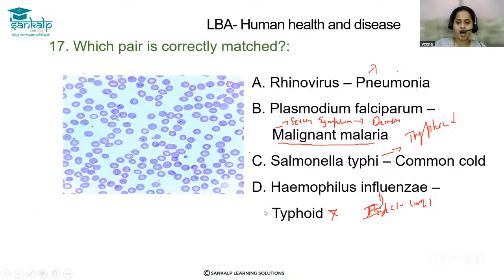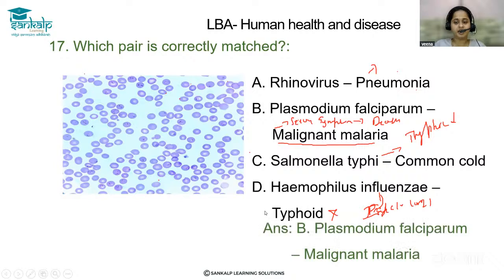So the answer is option B, that is Plasmodium falciparum, which is causing the malignant malaria.